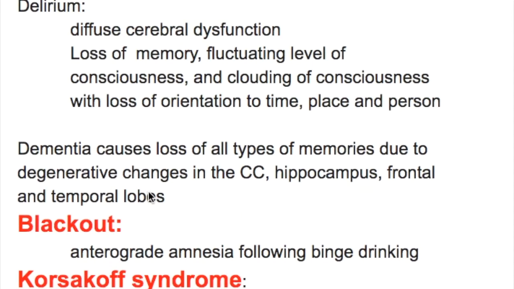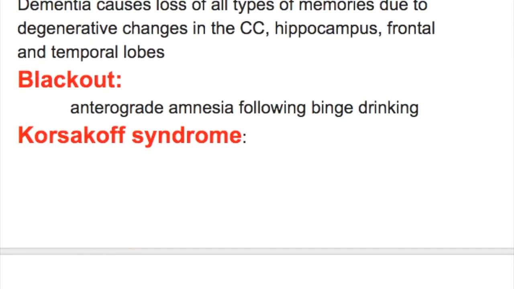Delirium causes amnesia. There is diffuse cerebral dysfunction, loss of memory, fluctuating level of consciousness, and clouding of consciousness with loss of orientation to time, place, and person. Dementia causes loss of all types of memories due to degenerative changes in the cerebral cortex, hippocampus, and frontal and temporal lobes. What's blackout? Anterograde amnesia following binge drinking.